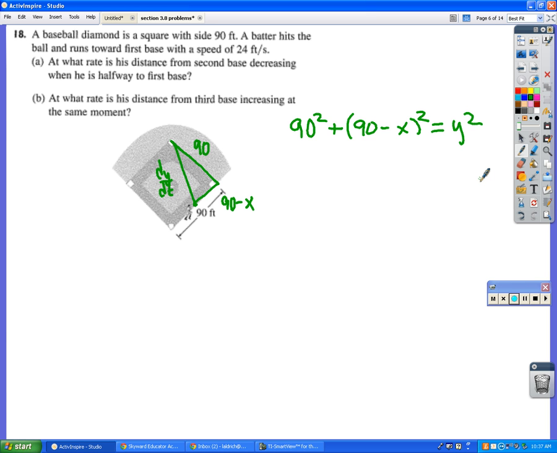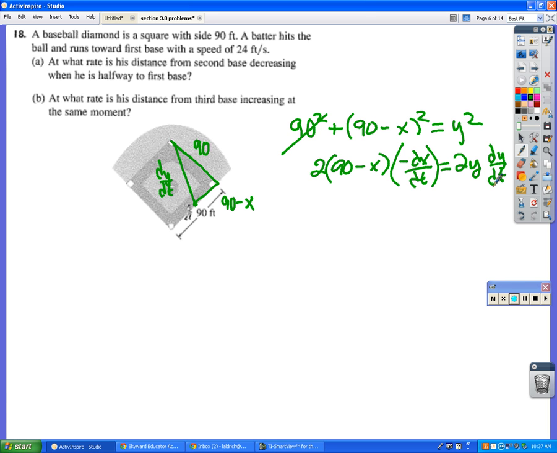Now the same thing is in the airplane problem. This right here is a constant. It's not going to change, right? So that part comes out to be 0. It's not going to affect the problem. What's the derivative of this part here? 2 times (90 minus x) to the first power times, negative dx/dt. Why is it negative? Because it's a negative x. Correct. And then the derivative of this side is 2y dy/dt, all right?